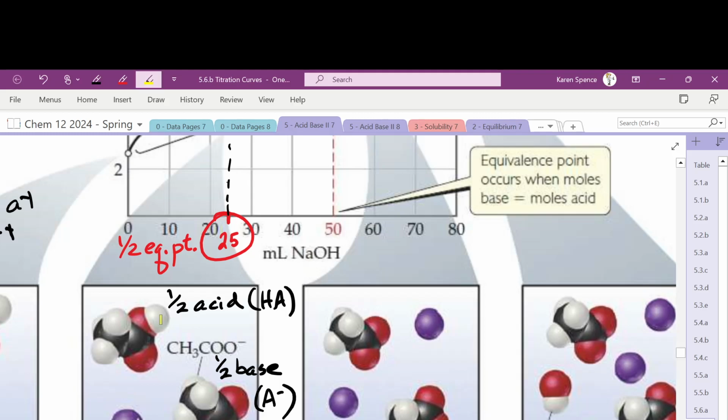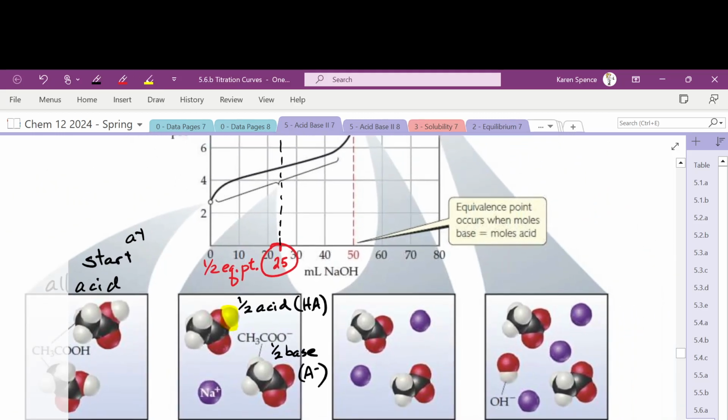Can you see that extra hydrogen on here? We got an extra hydrogen on the acid form. The base is missing that extra hydrogen. So at the start, it's all acid. And I suppose I should put in that that is a weak acid. At the half equivalence point, we have half weak acid and half weak base.